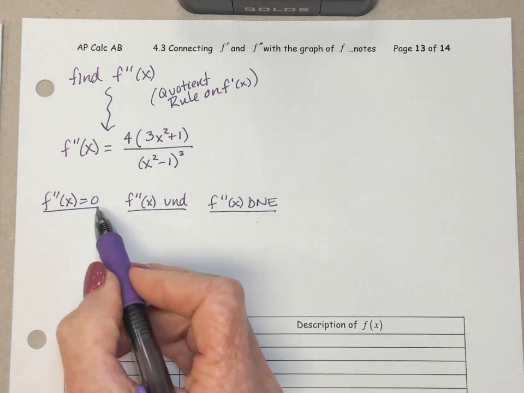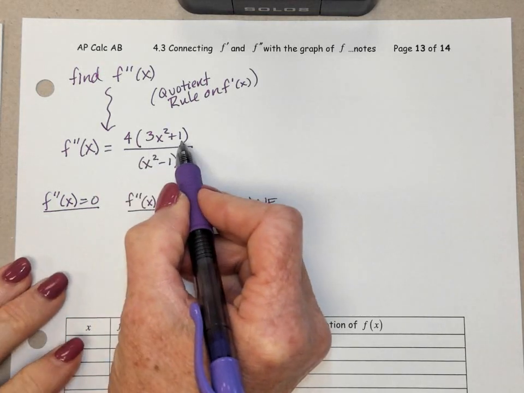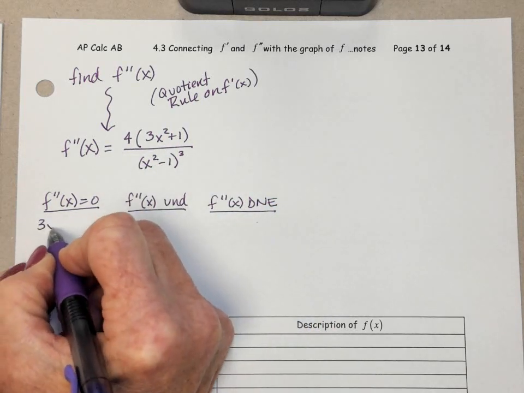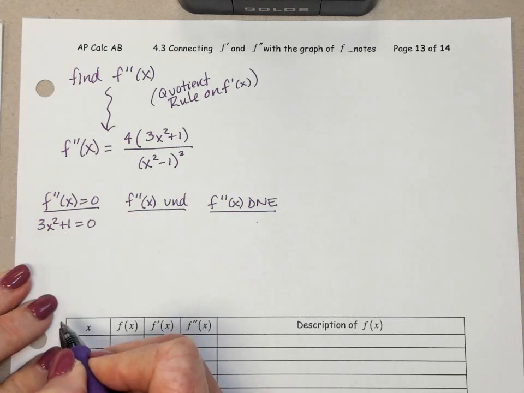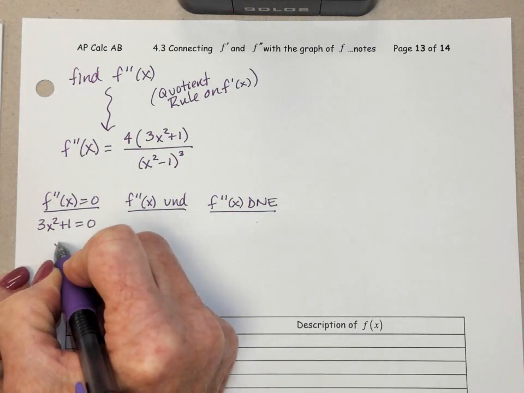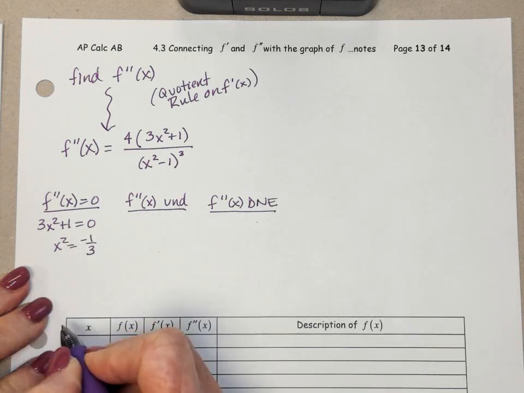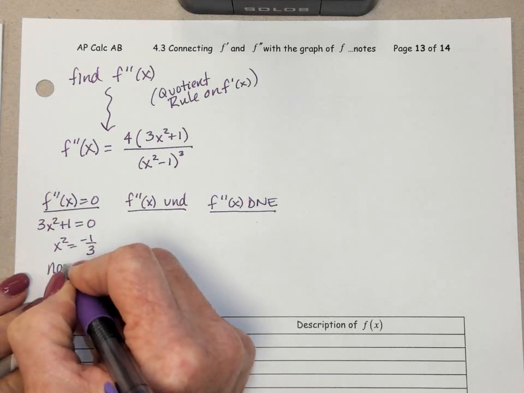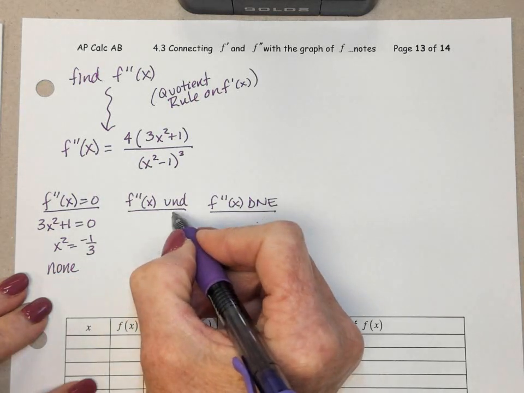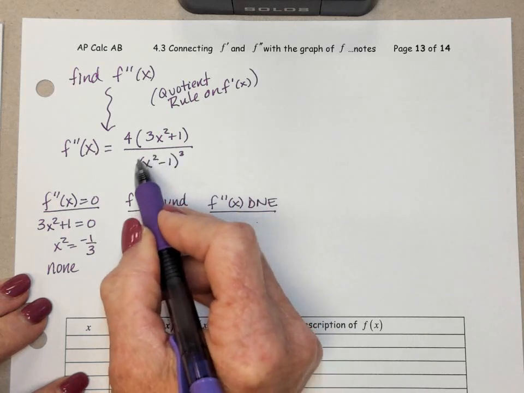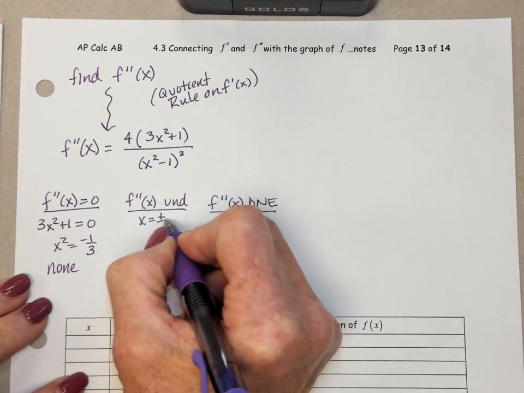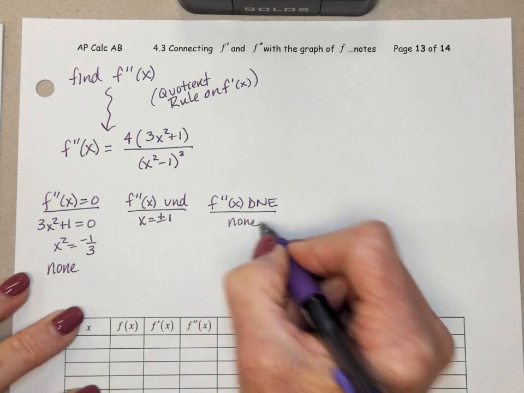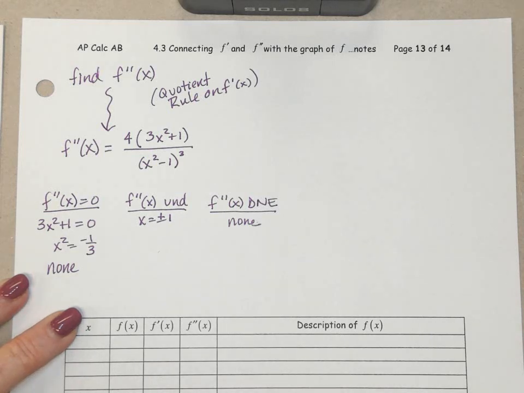F double prime of x equals 0 is going to happen when the numerator is equal to 0. So if we just look at that, 4 could never equal 0. But 3x squared plus 1, if we set that to 0, x squared would have to be negative 1/3, which is not possible. You can't square anything and get a negative number, so none here. F double prime undefined, again, where the denominator is equal to 0, and that's coming up with x equals plus or minus 1. And does not exist, those are piecewise functions, which we don't have, so none there.